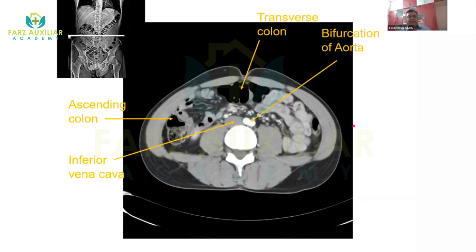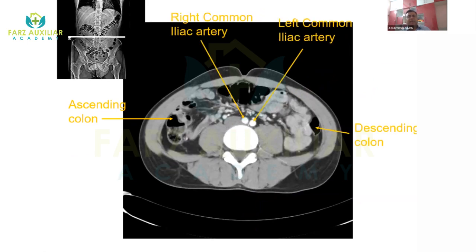Now the bifurcation of the aorta. So you can understand this single rounded structure has bifurcated into two rounded structures. So you can see now the right common iliac artery and left common iliac artery are divided from the aorta. So now there are two small rounded structures, white in color with contrast. So there are the right common iliac artery and left common iliac artery.